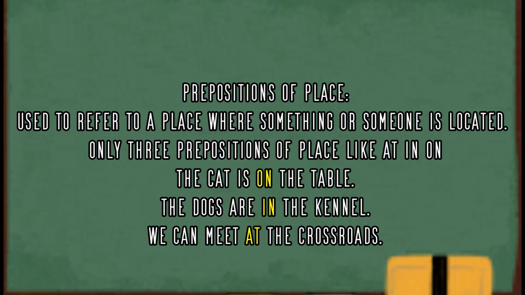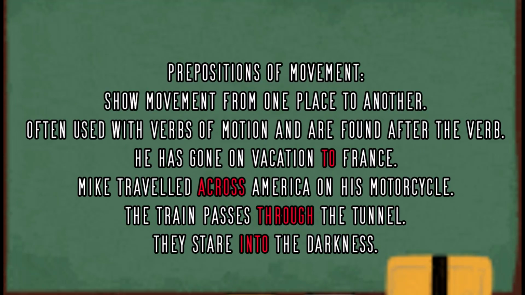A preposition of place is the preposition which is used to refer to a place where something or someone is located. There are only 3 prepositions of place: at, in, on. For example: the cat eats on the table. The dogs are in a kennel. We can meet at the crossroad.